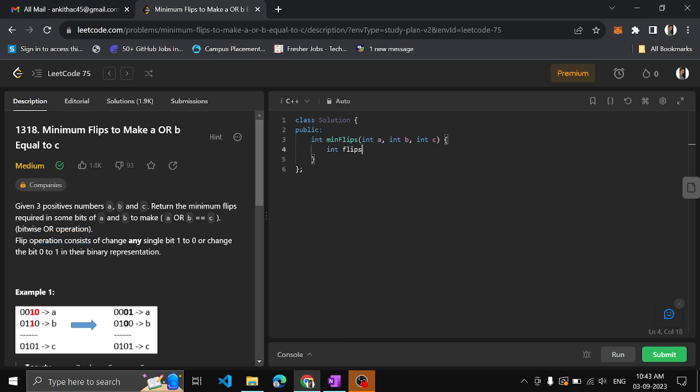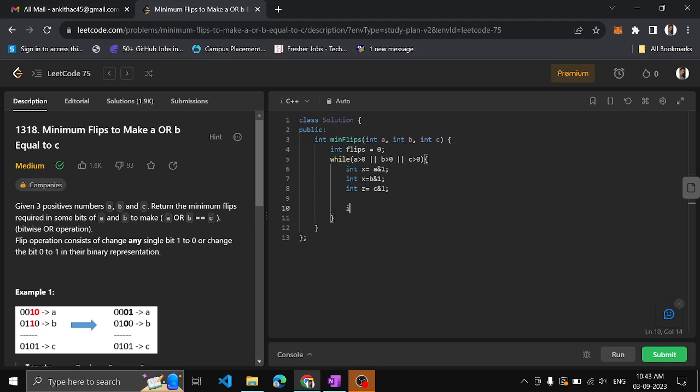Let's have a variable called flips equal to 0. So while a greater than 0 or b greater than 0 or c greater than 0, what has to be done? So int x equal to a AND 1, int y equal to b AND 1. Similarly, we'll have a variable called z equal to c AND 1.